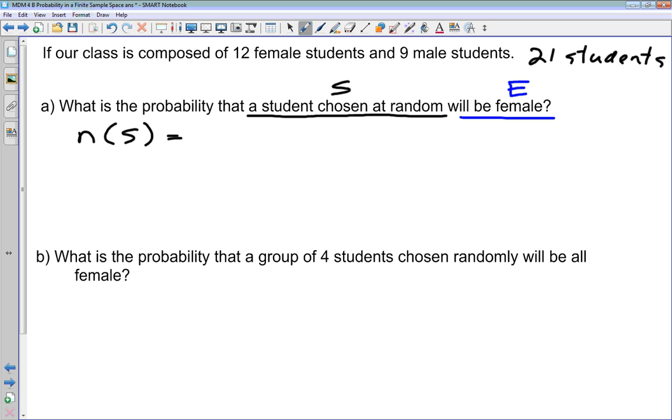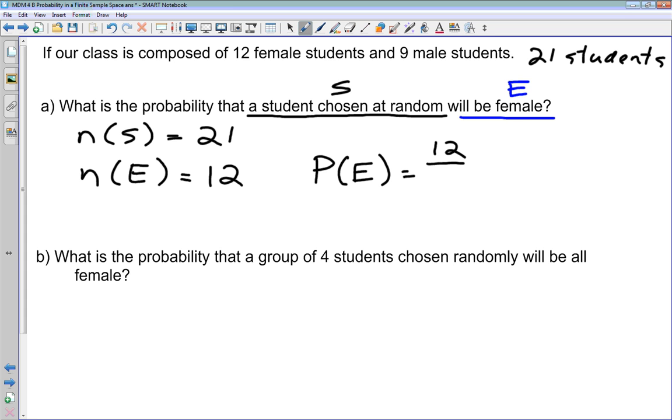So the number of things in our sample space is 21. That's the number of possible ways we could randomly choose a student. In our event space, well, how many possibilities do we have for choosing a female student? Well, if we have 12 female students in the class, there are 12 different ways that we could do that. So our probability of this event is just going to be 12 over 21, which again reduces down to 4/7.